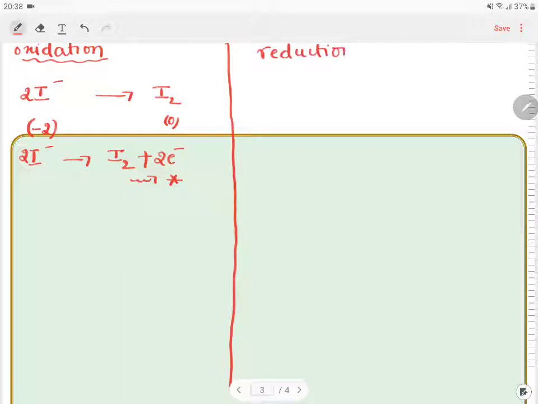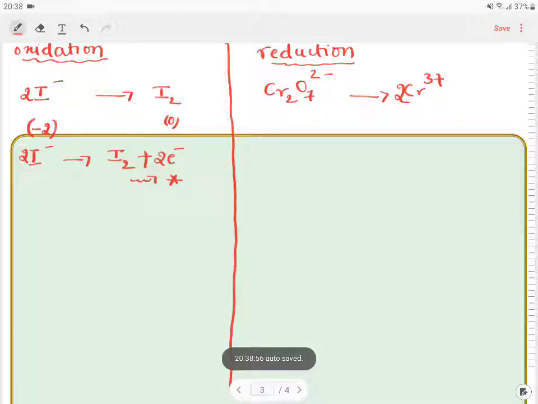So what's the reduction reaction? Reduction reaction is Cr2O7 2 minus giving rise to Cr3 plus. Simple. Now the first step is you need to balance the atoms other than hydrogen and oxygen. I'll multiply by 2 here, 2 chromium. Now there are 7 oxygen on the reactant side. So to balance the oxygen atoms, we need to add water molecules.